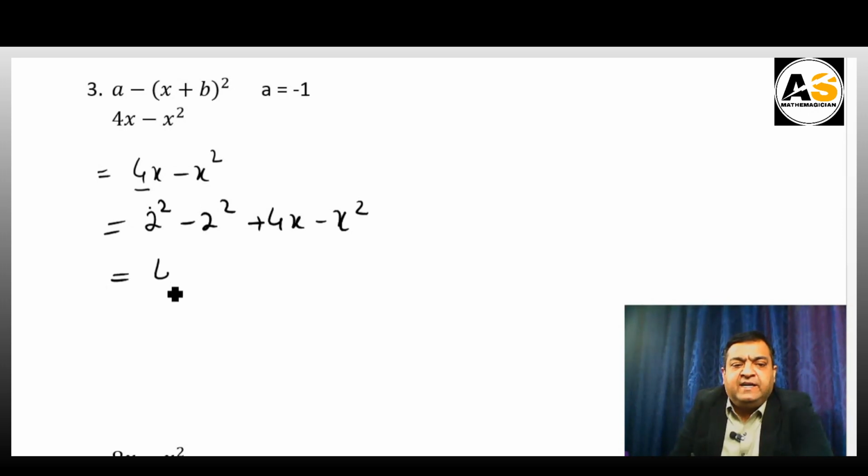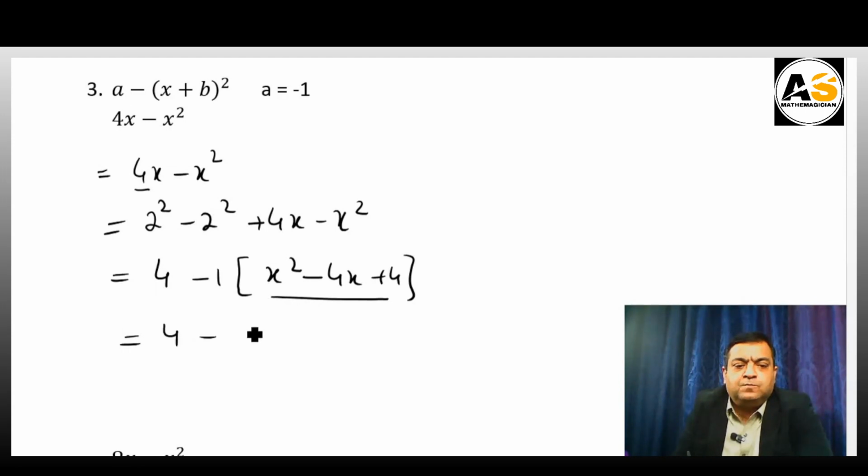First term will be written as it is and minus 1 will be taken common out of the next 3 terms and we will get x square minus 4x plus 4. And this is a complete square of x minus 2. For x is equal to 2, we will get 4.